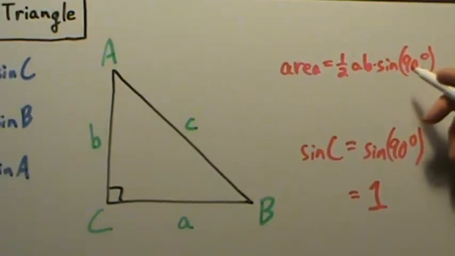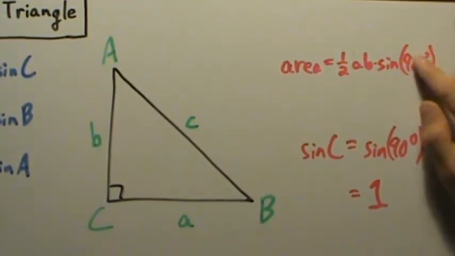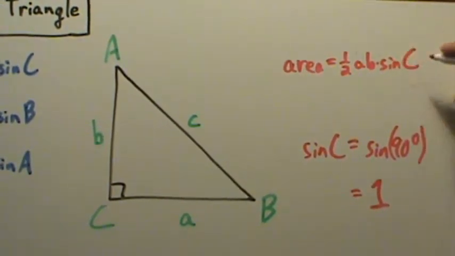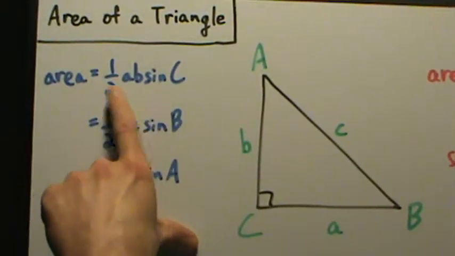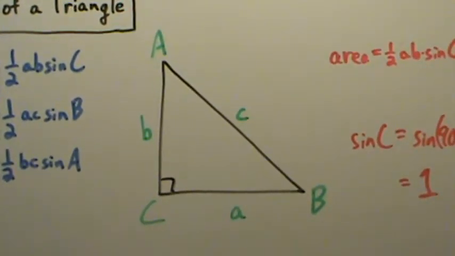Okay? So area is 1/2 AB sine of, well actually we should just say sine of C, because C is 90 degrees in this case. So 1/2 AB sine C, so there's the first formula for right triangle. Now what about the other two?